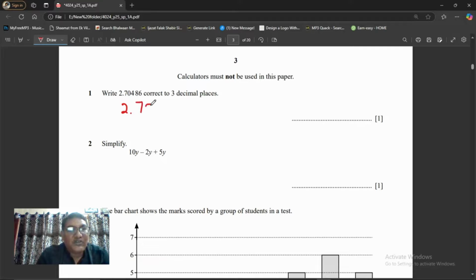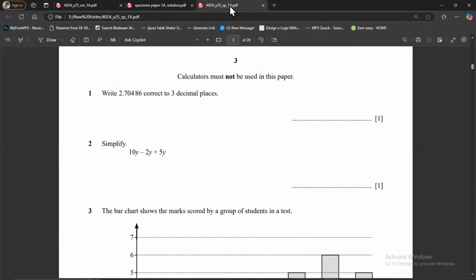2.70 and 5. After the decimal we keep 3 places, and because the next digit is 8, we have increased the 4 to 5. We rounded it off. So my answer will be 2.705. Note it down, the key phrase is 3 decimal places. So this is how we will do question number 1. Thank you very much.